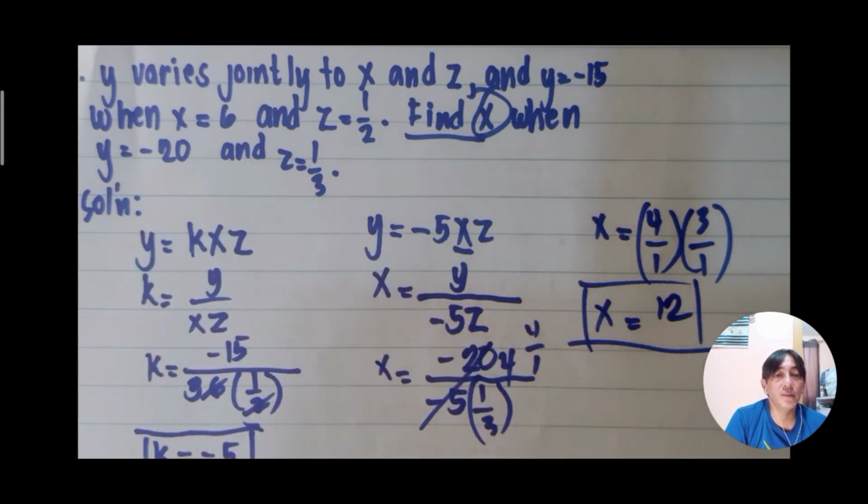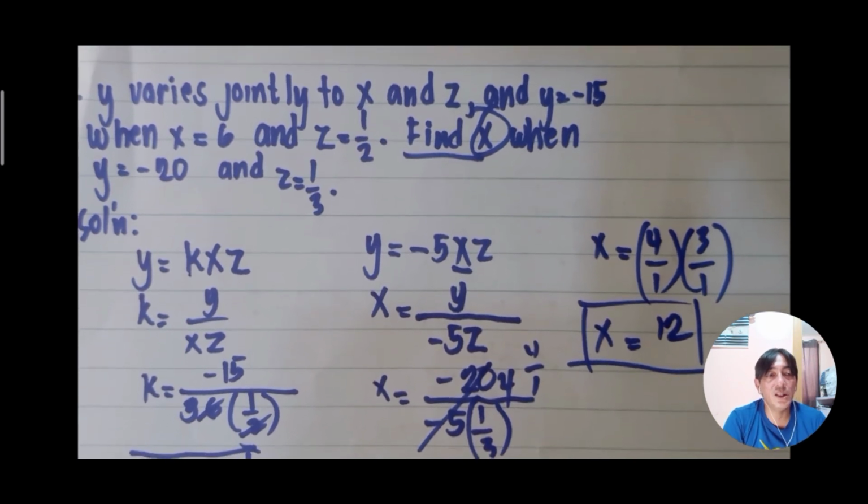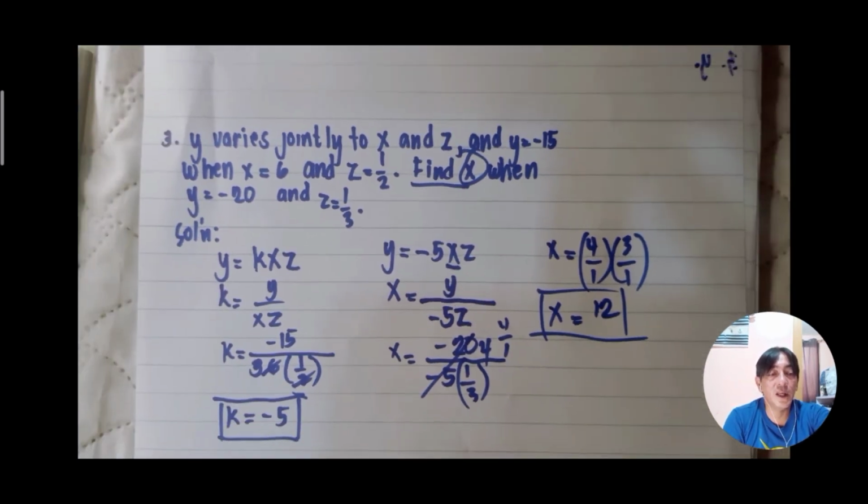Okay, so yan ang value ng x natin kapag ang y ay negative 20 and z is 1/3. So, yun. Ganun lang kadaling mag-solve ng missing quantity sa isang joint variation. Just follow the steps.